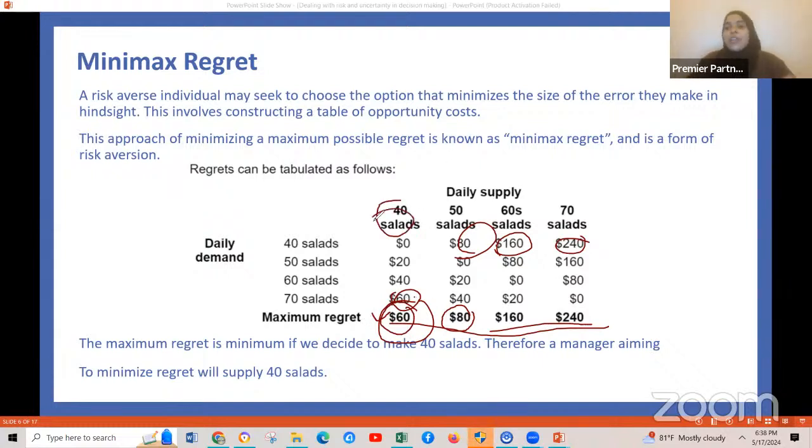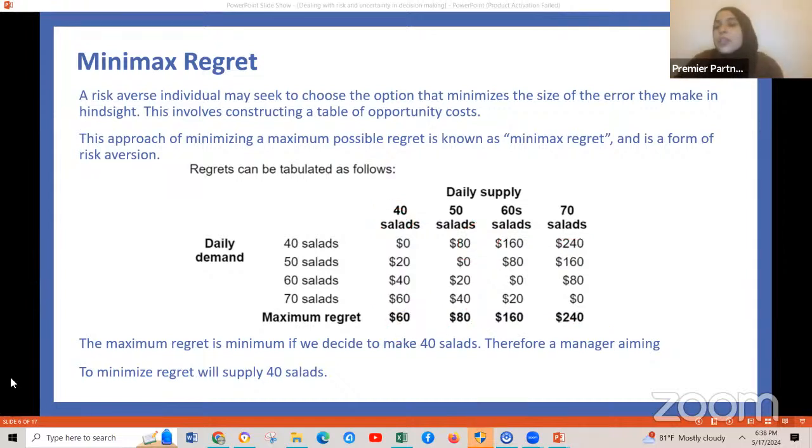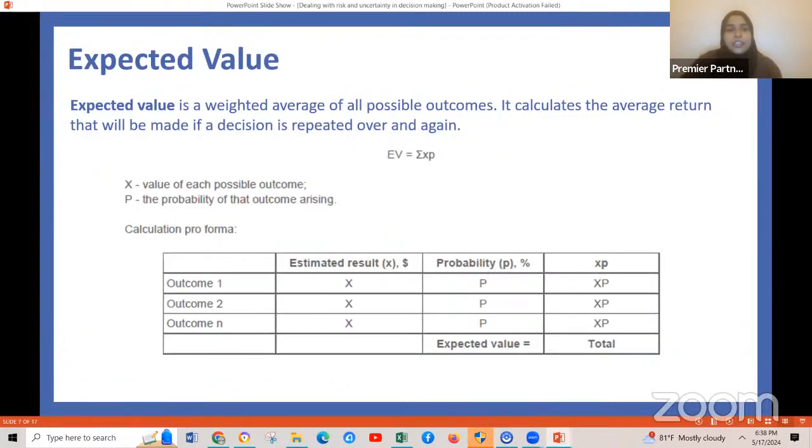Therefore, at the beginning of the day, you will decide to supply 40 if you are going by minimizing your regret. Whatever the situation, the regret is lower there. So you go by that. It's like a safe option to go by. So a risk averse manager might even go by minimax regret. He will choose the situation where his regret is the lowest.